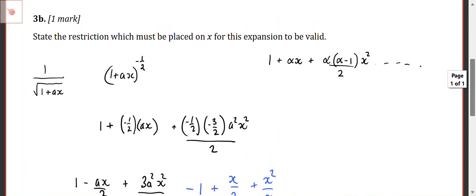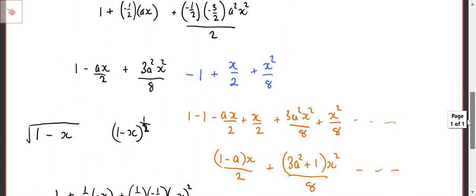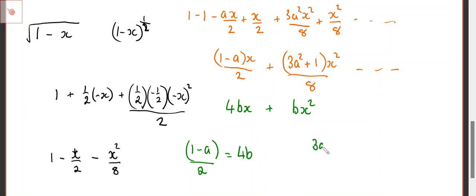Now we are told that that is equal to something. We are told that that is equal to 4bx plus bx squared. So I'm going to write 4bx plus bx squared. Okay. So therefore, I can now write that (1 minus a) over 2 is equal to 4b. And I can write that (3a squared plus 1) over 8 is equal to b.